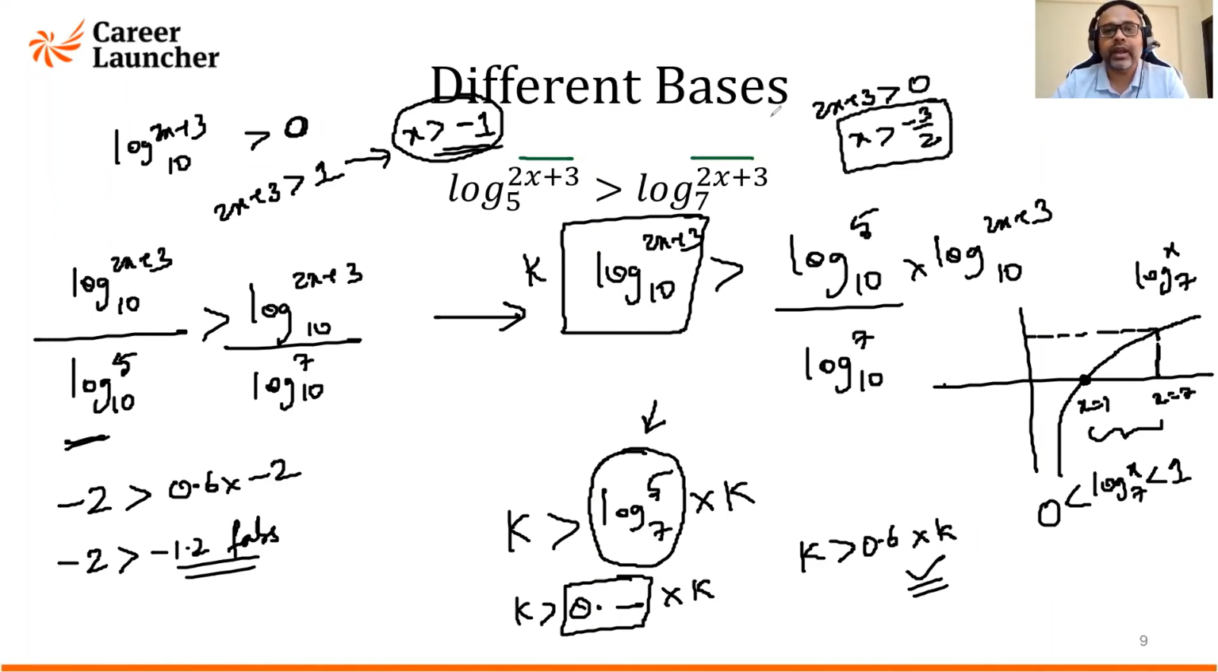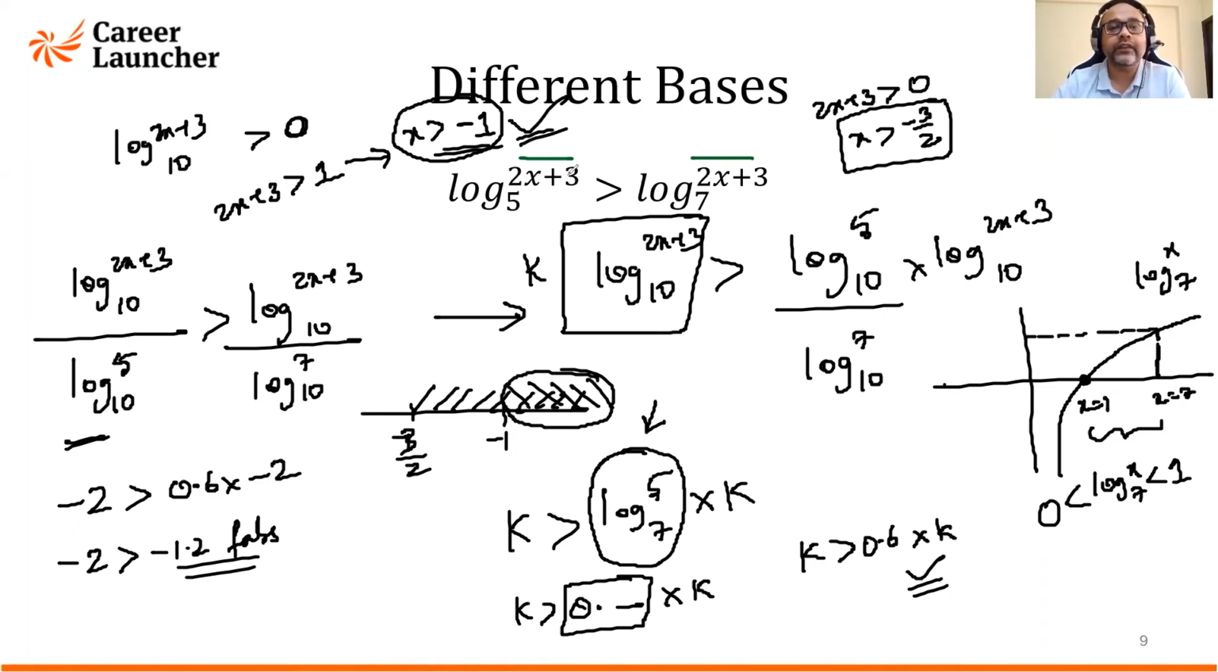So you want a common answer for minus 3 by 2 and minus 1. And clearly the intersection region becomes minus 1 itself. Minus 3 by 2 comes first, then this is your minus 1. So x greater than minus 3 by 2 is this region. X greater than minus 1 is this region. So your common area is x greater than minus 1. So this itself becomes your answer.